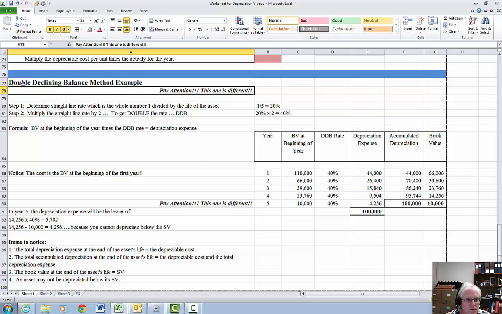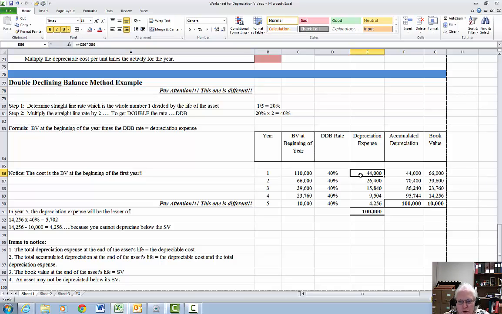We're doing depreciation, allocating the cost of a long-term asset over its useful life. We're taking assets like property, plant, and equipment: your buildings, your machine equipment, and office furniture. We're going to do the adjusting journal entries for depreciation and post to accumulated depreciation.